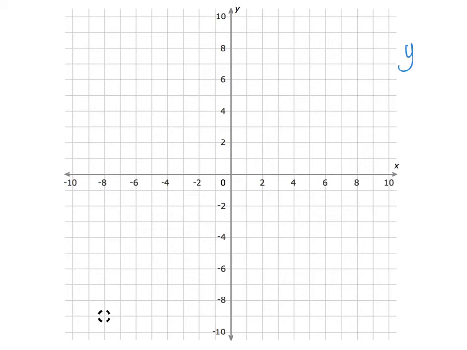Okay, now let's look at y equals 4. So y equals 4 would be the line that goes through the 4 on the y-axis. Let's look now at y is less than 4. So if I want y is less than 4, I know then that I would have a broken line.